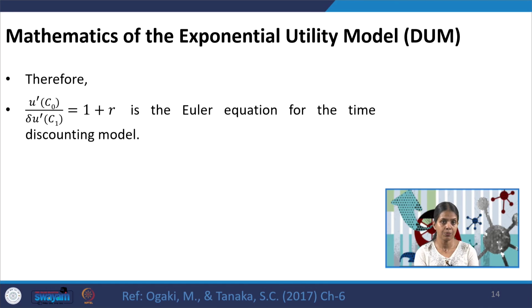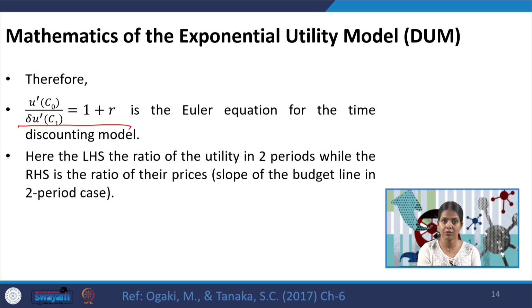divided by delta u'(C_1) is equal to 1 plus r, which is the Euler equation for the time discounting model, and this relationship was derived in the initial modules on the intertemporal choice models. Here the left hand side is the ratio of the utility in 2 periods, while the right hand side is the ratio of their prices.